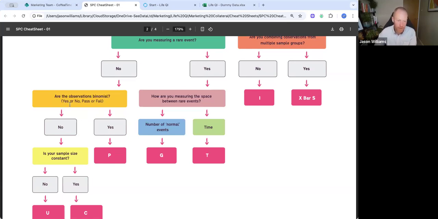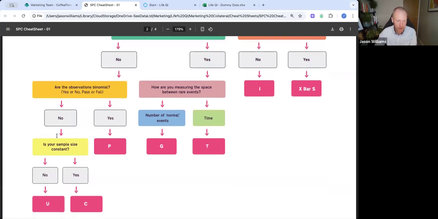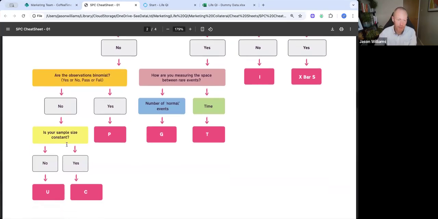But if it's not this kind of yes, no, pass, fail, then you've got one more question to ask, which is: is the sample size constant? Again, if I go back to the clinic example, if we run a clinic every day, if we always see 20 patients at that clinic, then yes, the sample size is constant. It's always going to be out of 20. But if the number of patients we see, the number of clinical appointments we have, varies because there are lots of different types of appointment, then the sample size each day could be 5, it could be 20, it could be 25 the next day. So in which case it's a no, and we'd end up with a U chart.